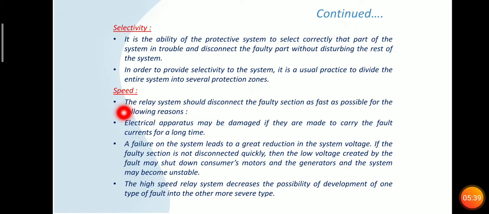Then speed of operation is the main important part. The relay should disconnect the faulty section as fast as possible. Otherwise, the electrical apparatus may get damaged, and failure also leads to a great reduction in system voltage. Due to the reduction in system voltage, consumers, motors, generators or some loads will get affected and the system will become unstable. Also, a small fault may lead to a severe type of fault if the relay operation is slow.